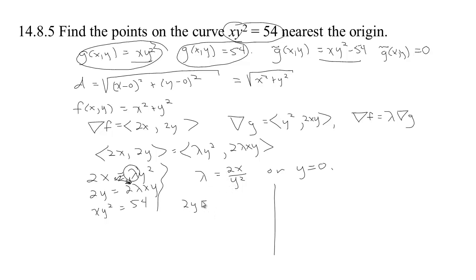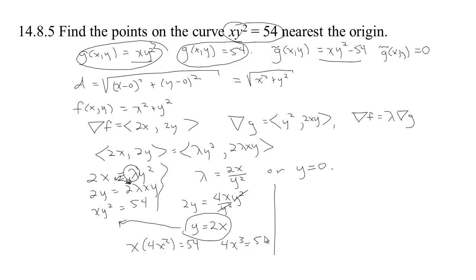I can go to this equation which says 2y is equal to 2 lambda xy. 2 times lambda would actually be 4x over y squared, times xy, so the y squared cancels. Ooh, that's pretty nice. So 2y equals 4x, dividing both sides by 2 tells me y equals 2x. Now I know that y equals 2x. That's an equation that doesn't involve lambda. Here's another equation that doesn't involve lambda. Let me substitute this in. We get x times y squared, but y squared would be 4x squared, equals 54. So 4x cubed equals 54.